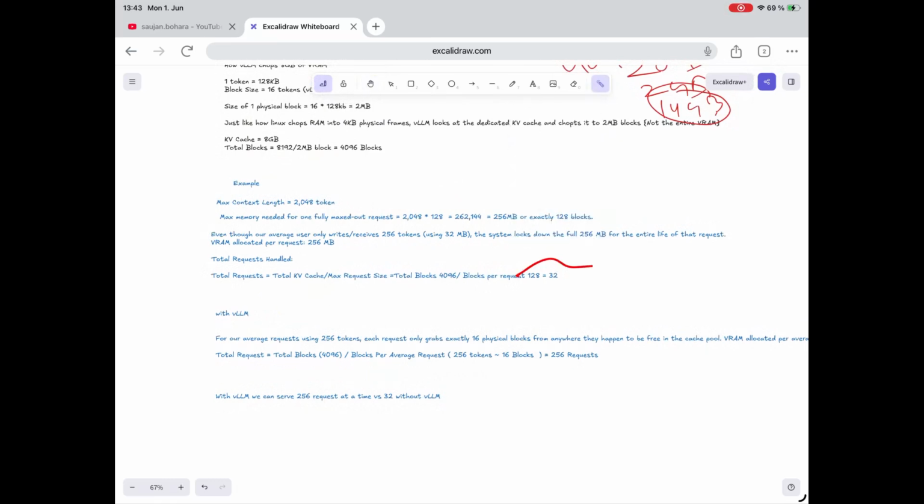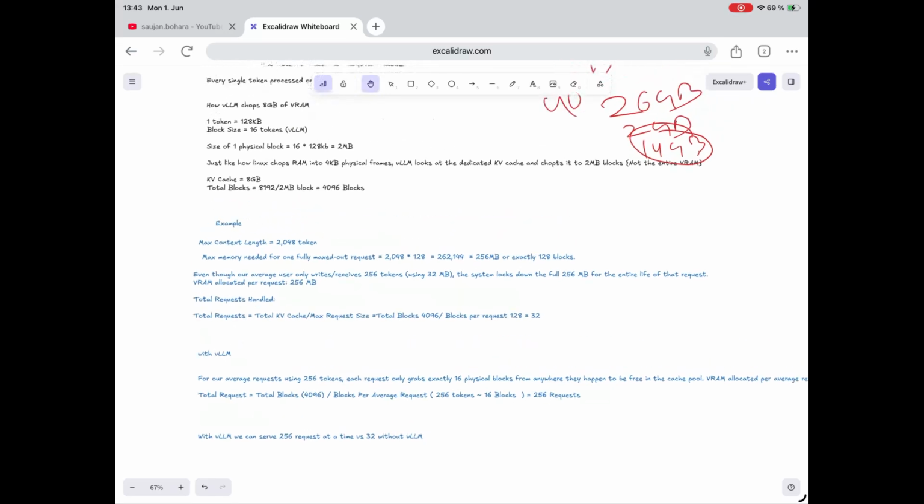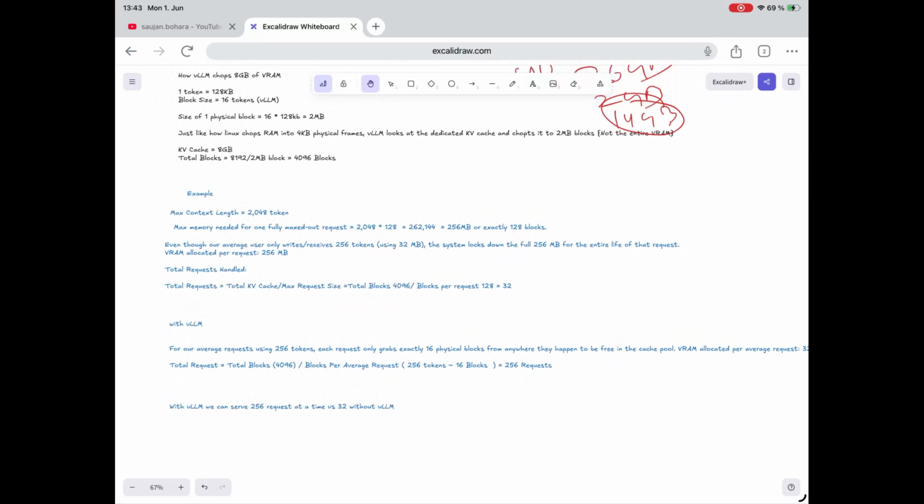If this math is a bit confusing, sorry about that, but I used this example. The KV cache is 8 gigs, and the total blocks I get from that is 4096. So I took the same block and did the calculation here. Let me know if this is a bit messy, and I can share this in the comments as well.